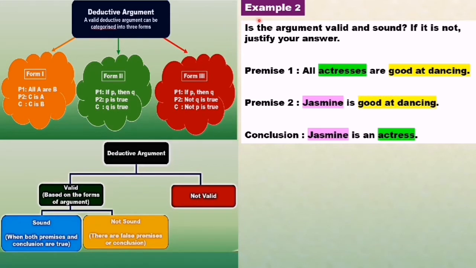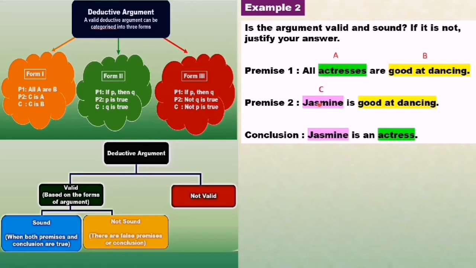Now we look at example 2. Premise 1, all actresses are good at dancing. Premise 2, Jasmine is good at dancing. Conclusion, Jasmine is an actress. So now we want to determine whether the argument is valid or not valid. This is argument form 1, so we label all the letters A and B.